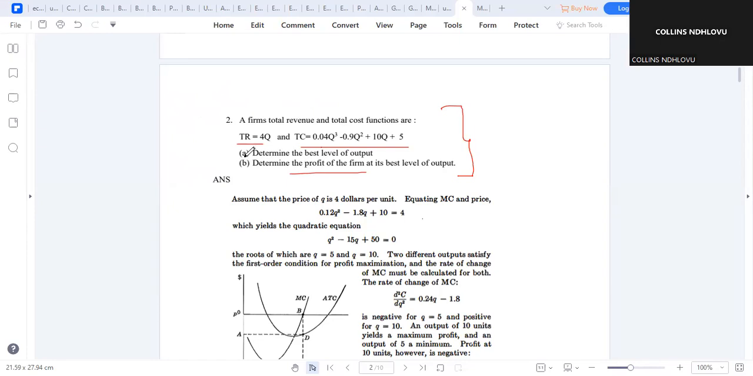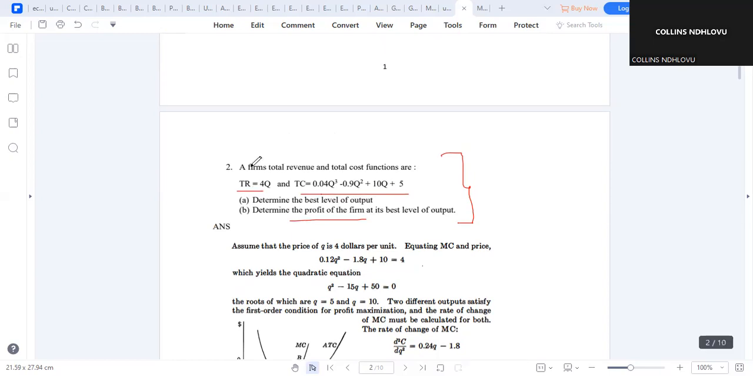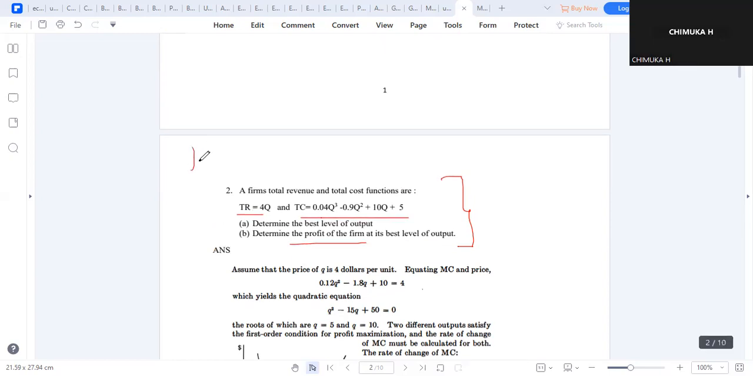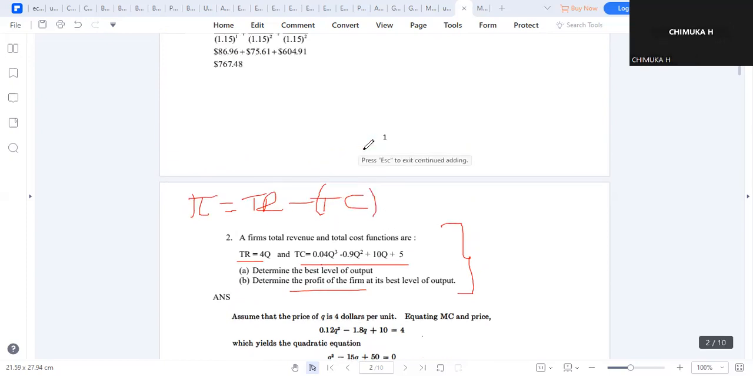So to start with, for us to find the best level of profit, we need to find the profit function. Who remembers the formula for the profit? Profit is given by what? Total revenue minus total cost. Excellent. And what are we given here? What is our total revenue? And I emphasize that you put the total cost in brackets, right?